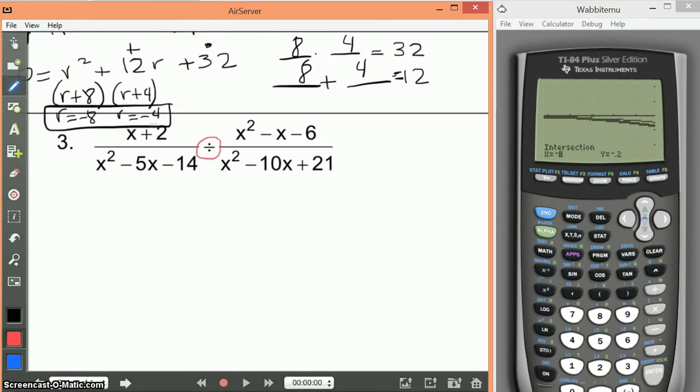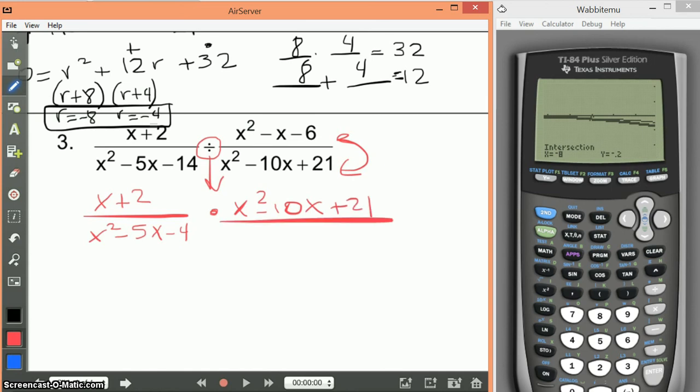You have to basically factor and cancel out. But before that, what do we do? You change division to multiplication, and then you flip the second fraction. Have you forgotten about that? Hopefully not. So over x squared minus x minus 6, and this is why some of you got this wrong on the quiz.